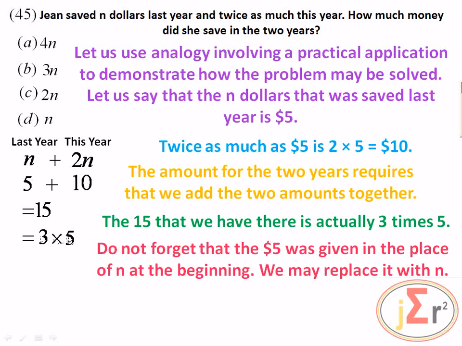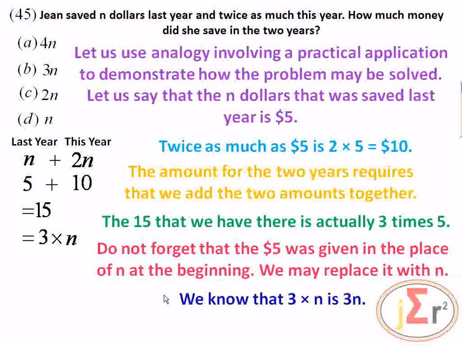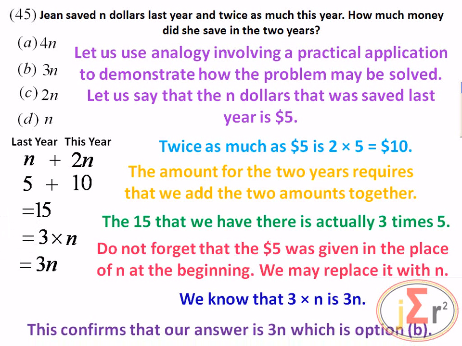But do not forget that the 5 that we use is, as a matter of fact, the same as the n dollars that was saved. So we may replace that 5 with n. We know that 3 times n is 3n. This confirms that our answer is 3n, which is option B.